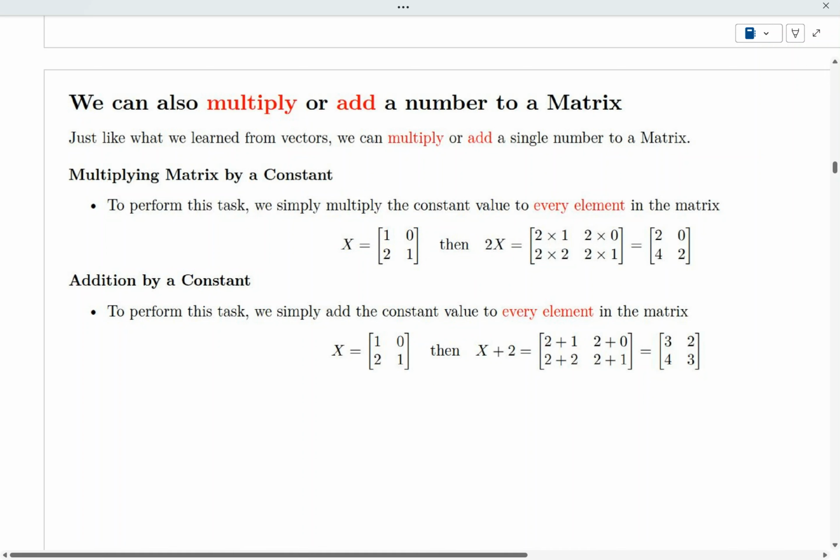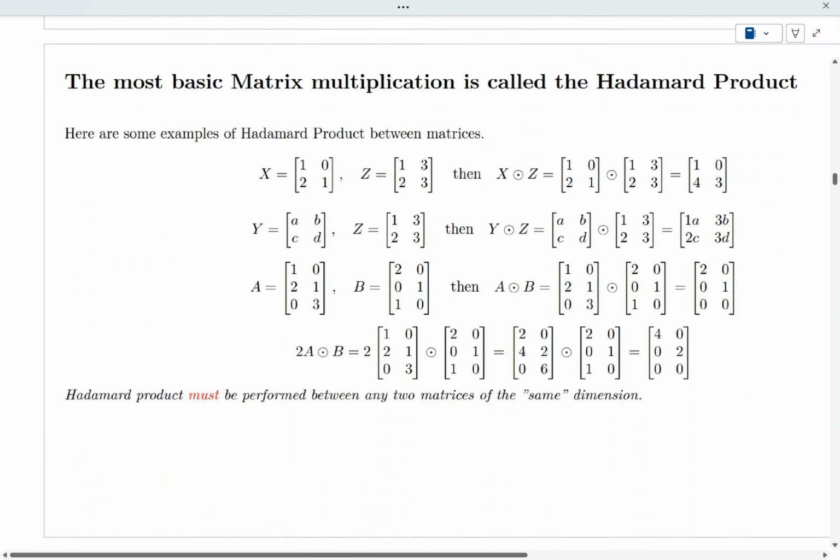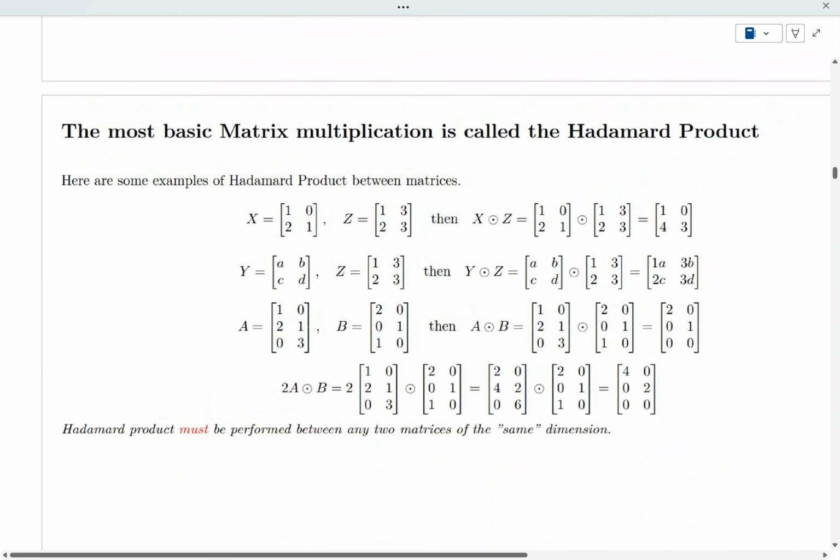Similar for addition, when you have x plus some number, all that means is you take 2 and just add it to every single number in x. So that's just a matter of notation. You need to recognize and know what it means. Okay? And now we're ready to move into multiplication.